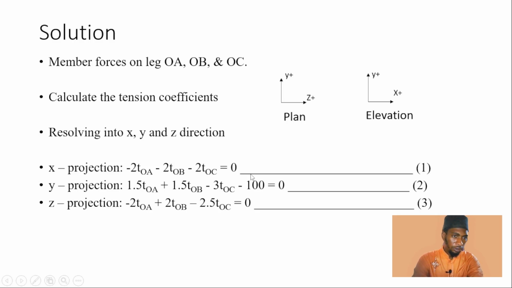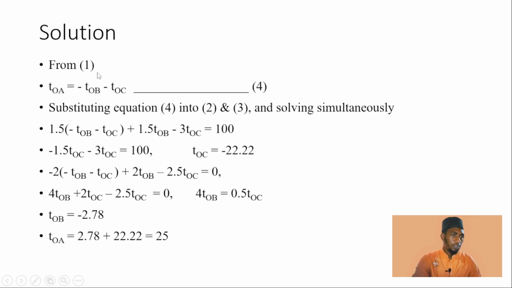Okay, so if you look at this 2 2 2, the coefficients are all 2 2 2. That is why I picked this, and dividing through by 2, I have the coefficient now as 1. Okay, so making TOA subject of the formula, after crossing the equality sign, it changes to positive, while the others remain as negative. Then I'm going to substitute this, which is now my equation 4, into equation 2 and 3.